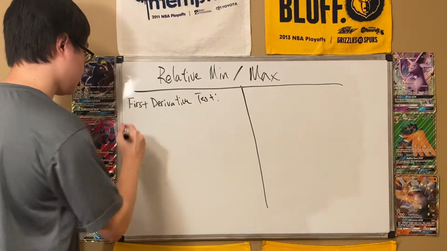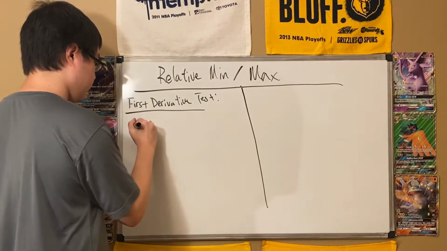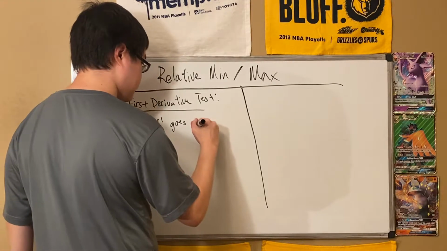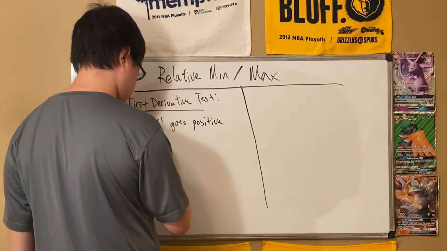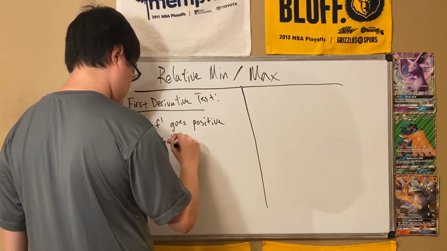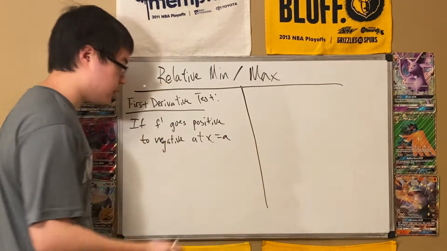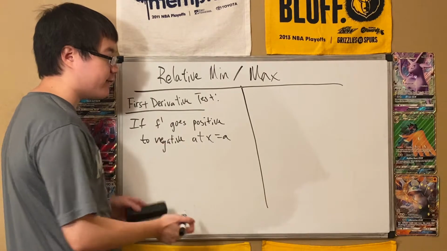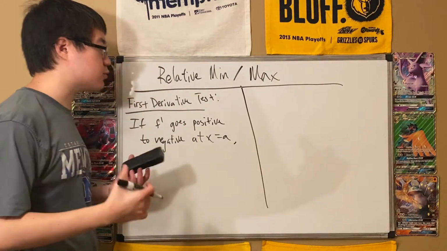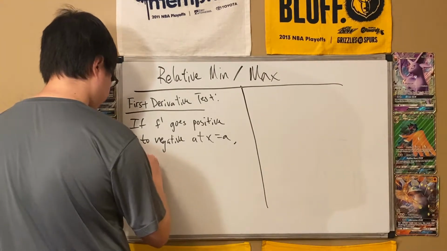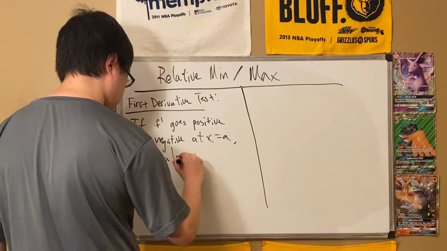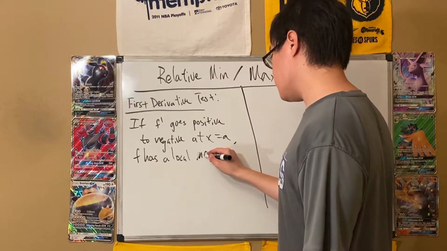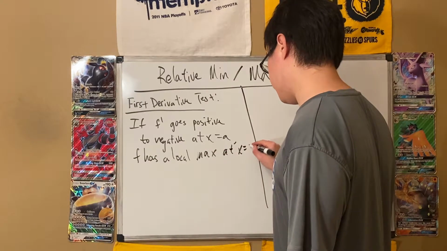And what it says is, let's use English because we might as well. If f prime goes from positive to negative at a point x is equal to, let's say, a, that means that f of x, sorry, not f prime, but if f prime goes from positive to negative, that means that f of x has a local max or a relative max at that point. F has a local max. Again, we're using the words local and relative interchangeably. F has a local max at x is equal to a.